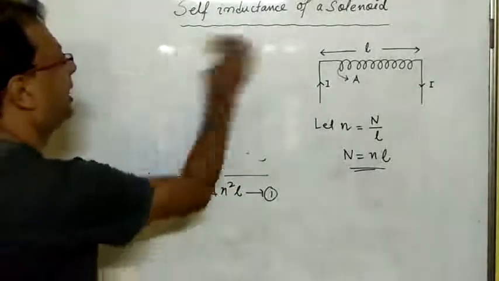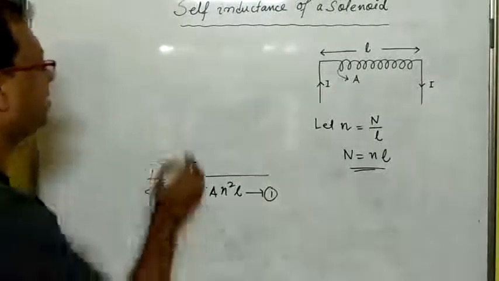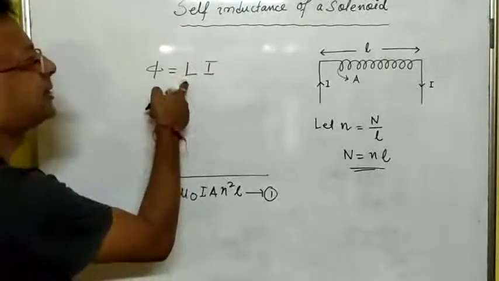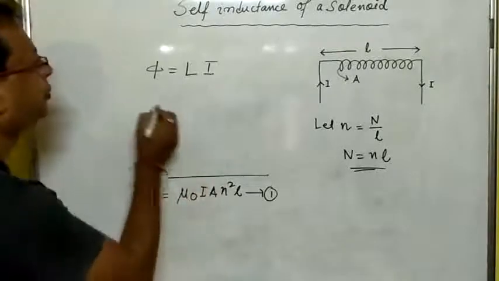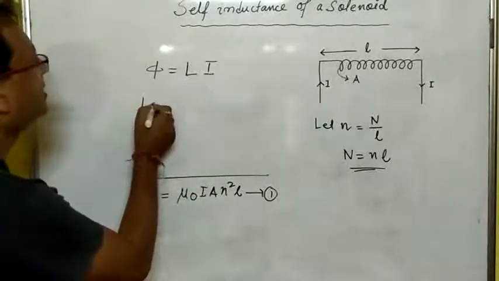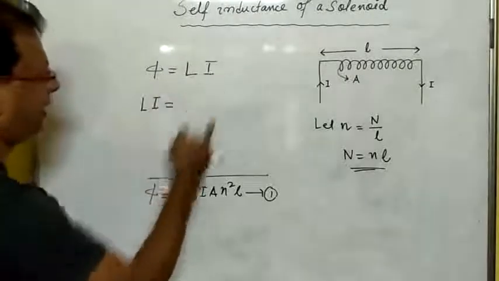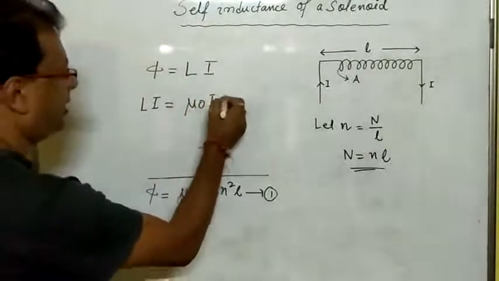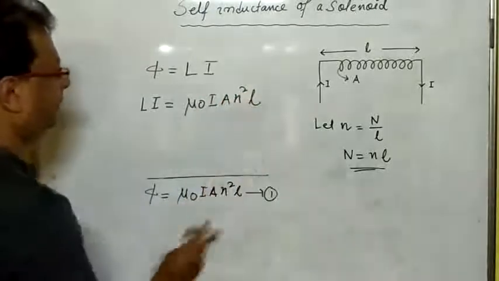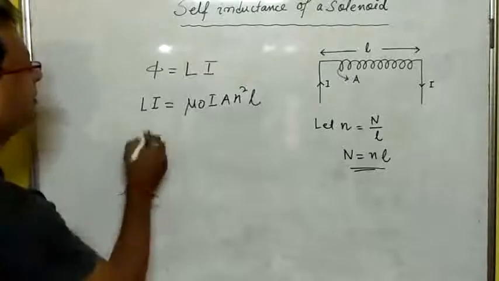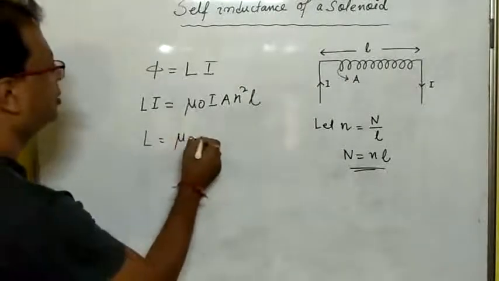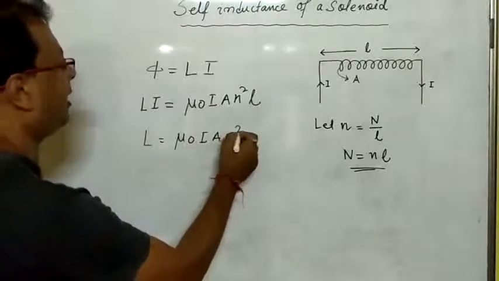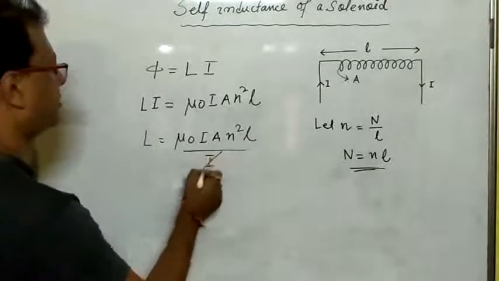Now we have learned in the earlier classes that phi is equal to L into I, where L is known as the coefficient of self-induction. So we can write L I is equal to this phi, that is, L I is equal to mu naught I A n squared L. So from these two equations, we get L is equal to mu naught I A n squared L divided by I. So this I gets cancelled.